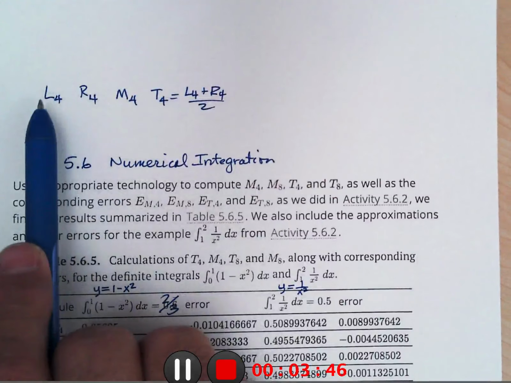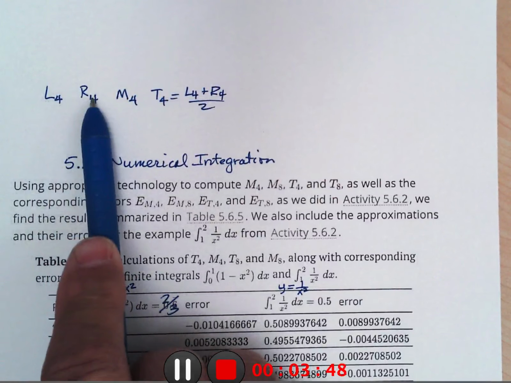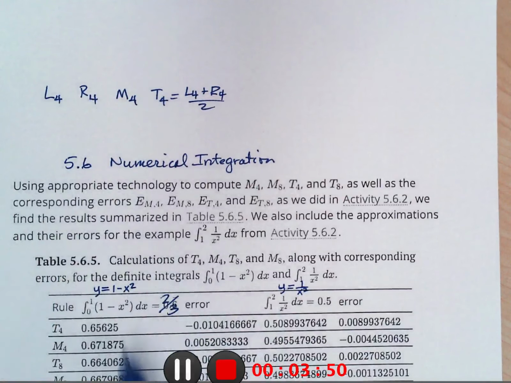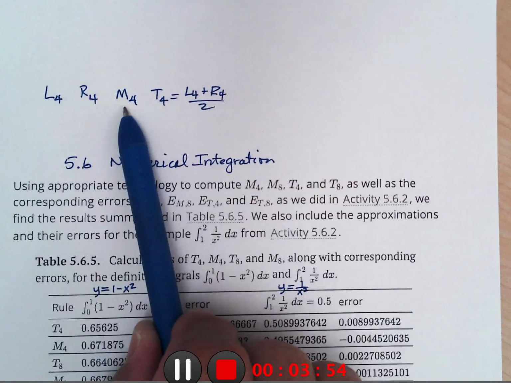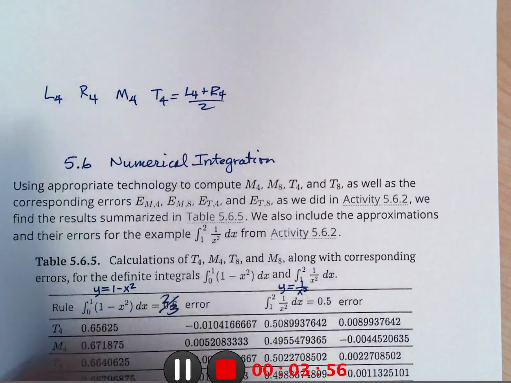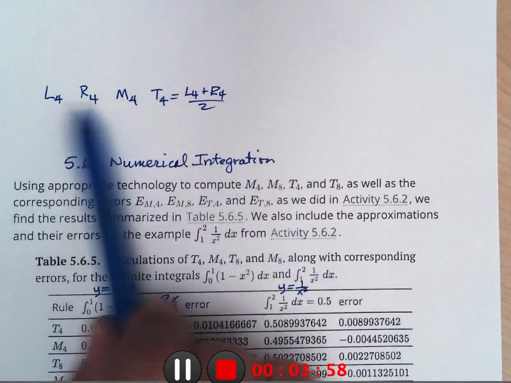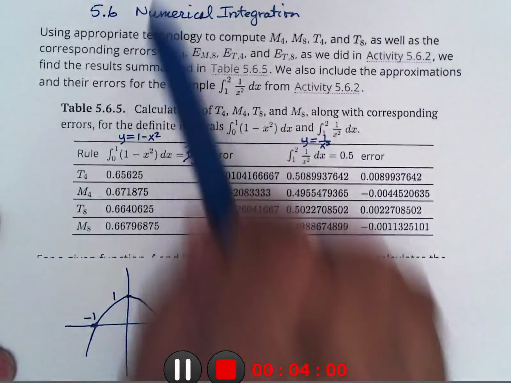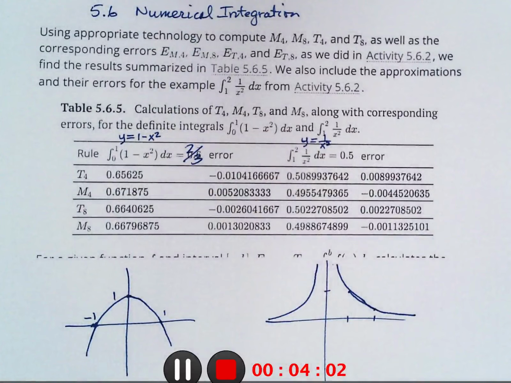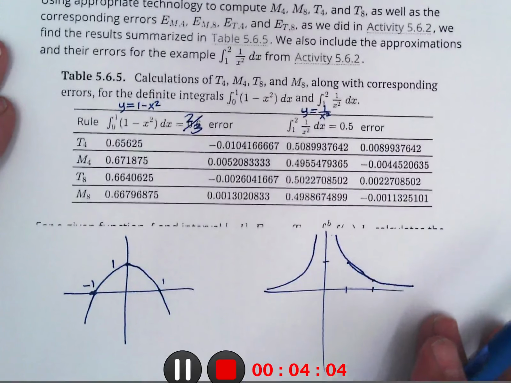Now, you've already seen that with left and right, one's going to be an overestimate and one's going to be an underestimate. Midpoint is better, and trapezoid is better than left or right. These are both better than left or right. Now, which one of those is better? And so we're going to look at that a little bit.